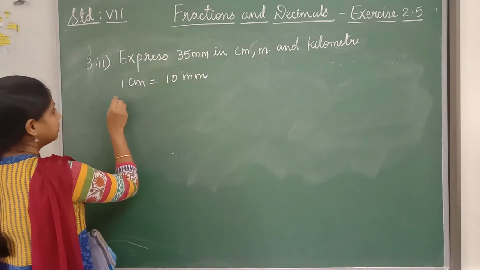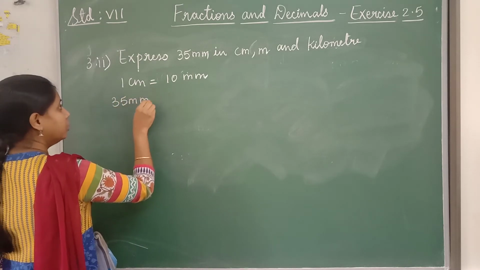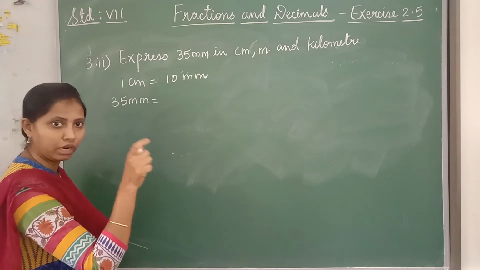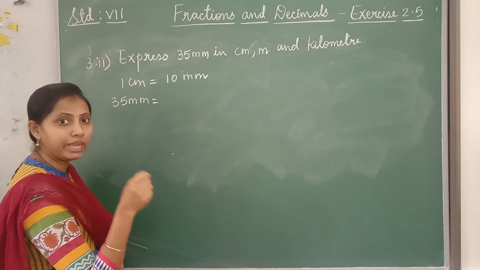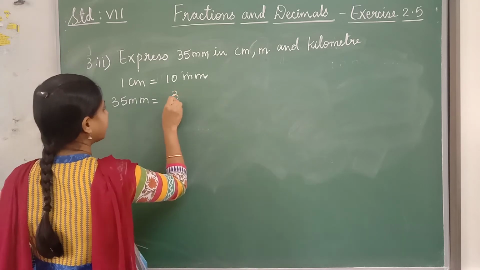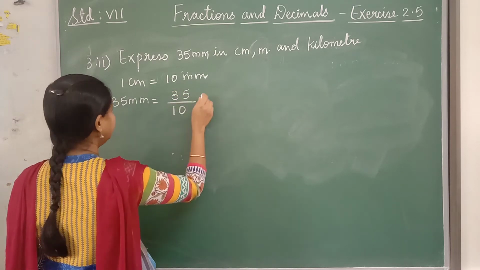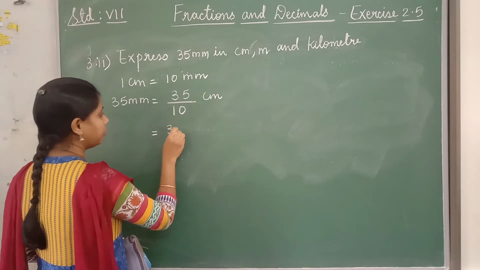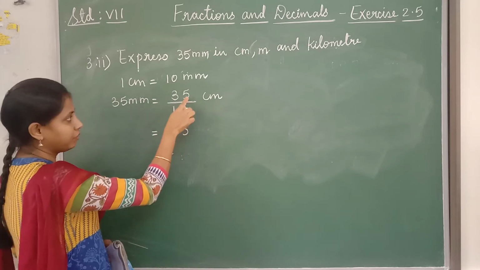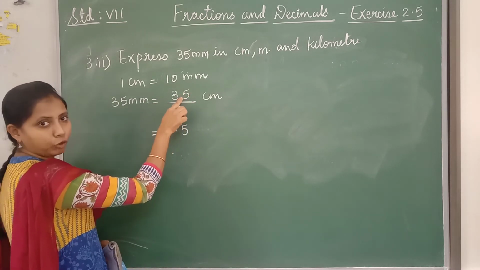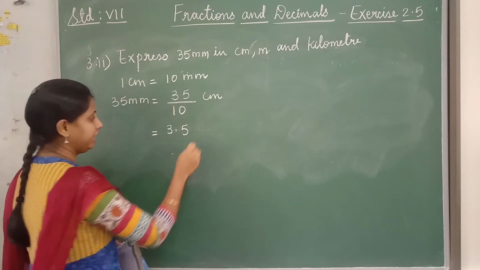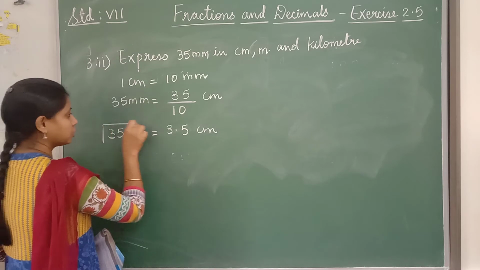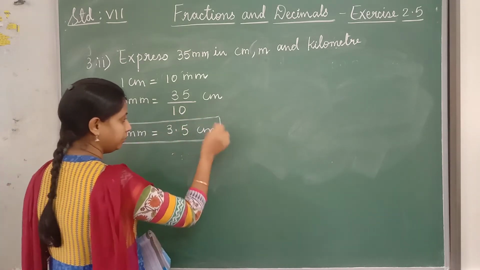Now to convert 35 millimeter to centimeter, we have to divide. Yes, smaller unit to greater unit, we have to always divide, children. So 35 upon 10 centimeter. 35 upon 10 is nothing but 3.5. One 0 is there, so from the units place, after 1 digit you have to put the decimal point. So you will get 3.5 centimeter. 35 millimeter is equal to 3.5 centimeter.